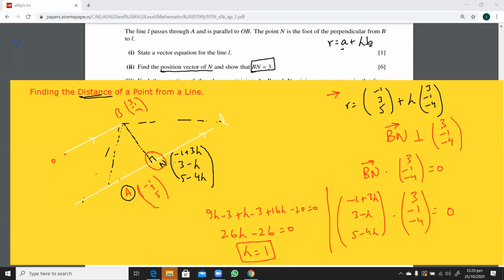If you put that lambda into this ON, which was minus 1 plus 3 lambda, this is minus 1 plus 3, and then this is 5 minus 4. Isn't it BN? Oh, this was BN? Yes, it's BN. And then what is ON? I made a mistake here. I didn't find BN. You see, that was a mistake. Let's go back.